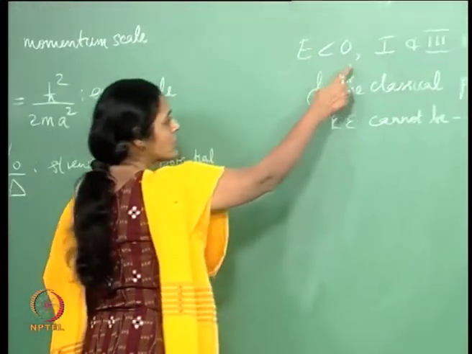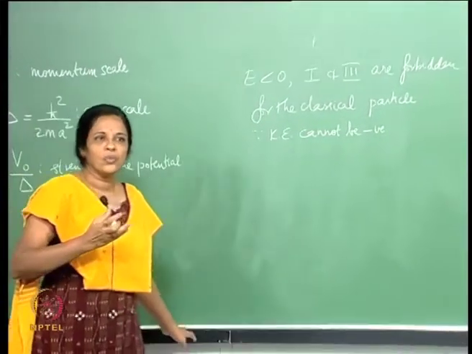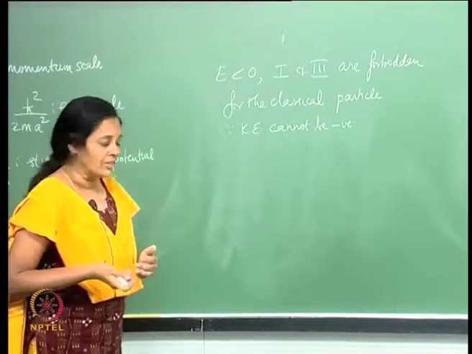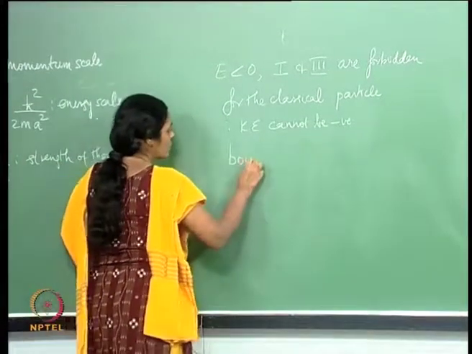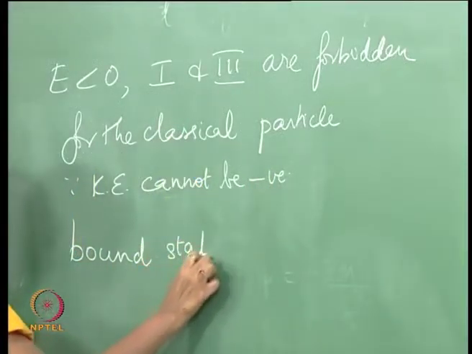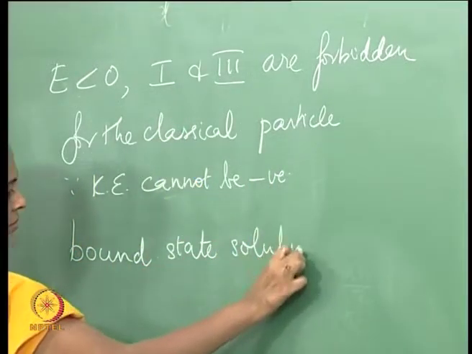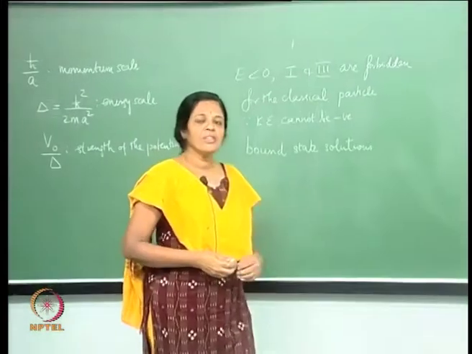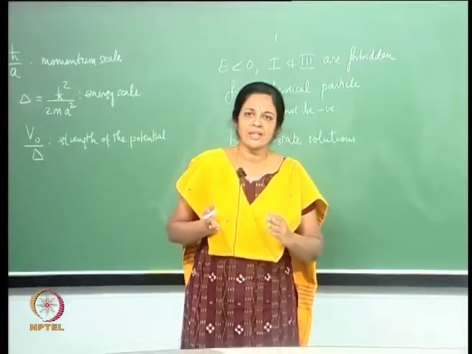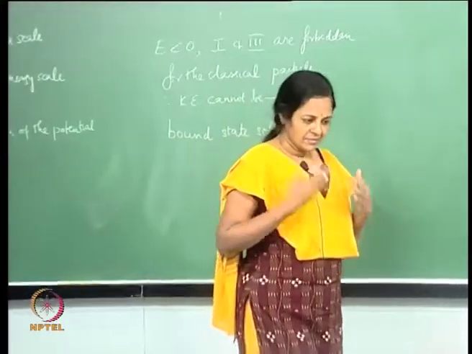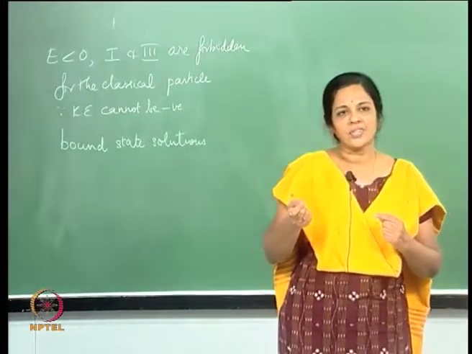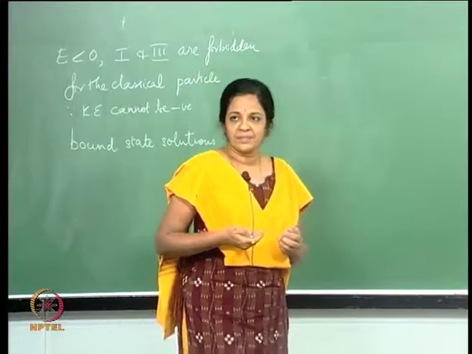If E is less than 0, since the particle is confined to within the square well, you say that the particle is bound by the potential, and therefore you have bound state solutions for the energy eigenfunctions with corresponding energy eigenvalues. So that is what we will look at immediately. We will look at the case energy less than 0. This is the bound state problem, and we will see how exactly the quantum situation differs from the classical situation.